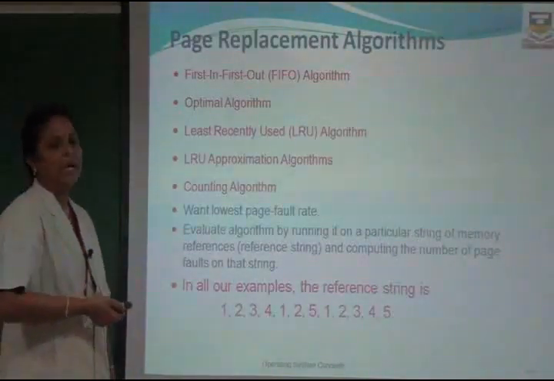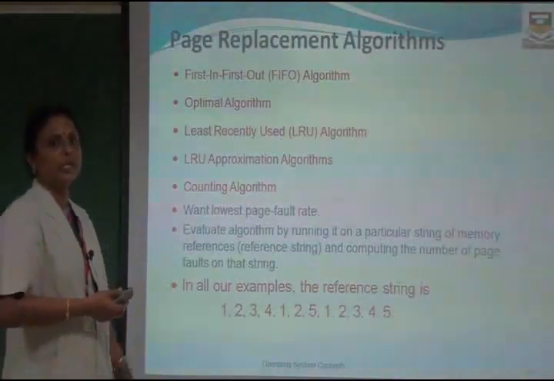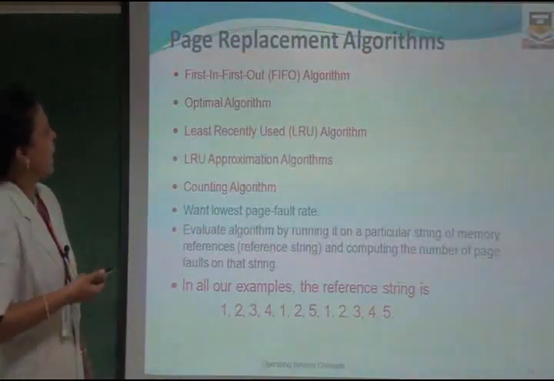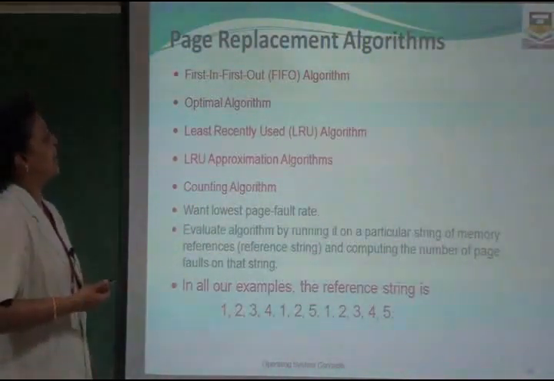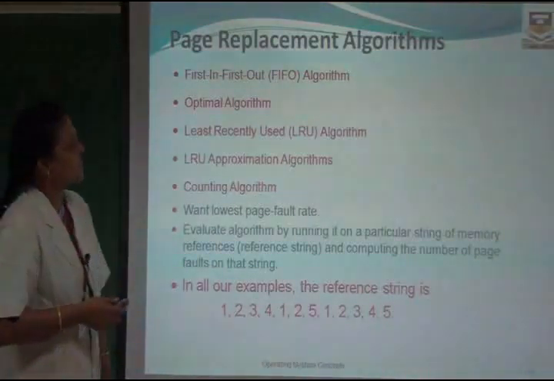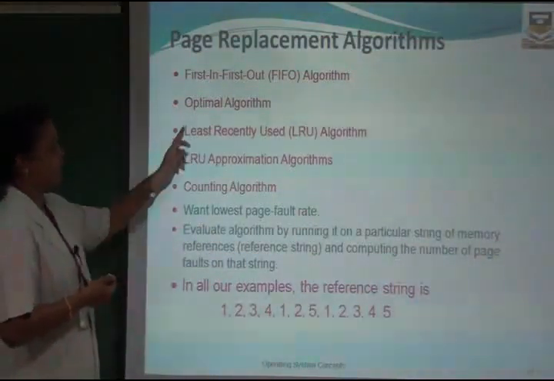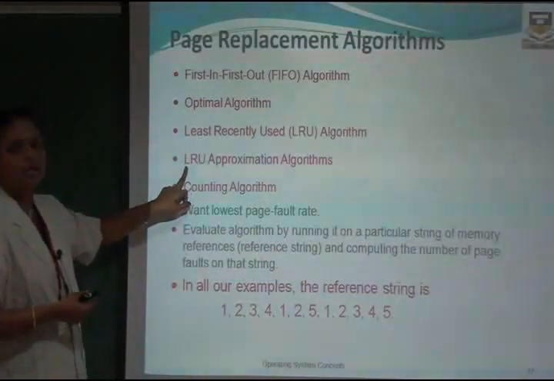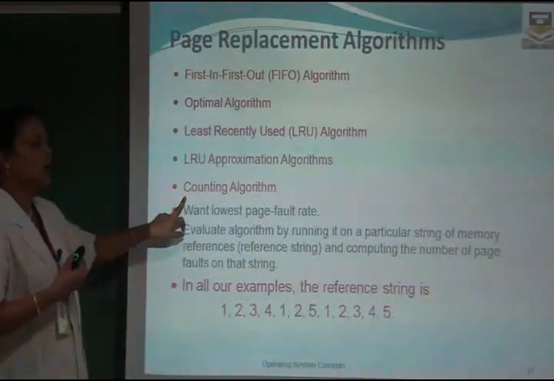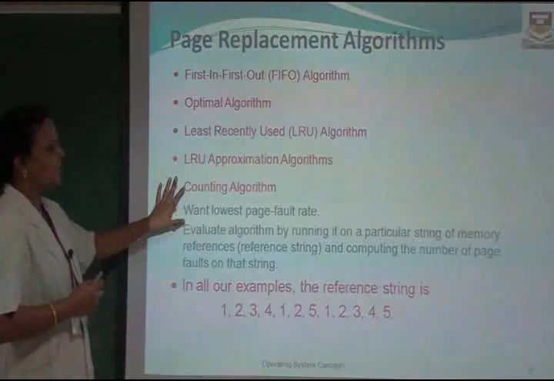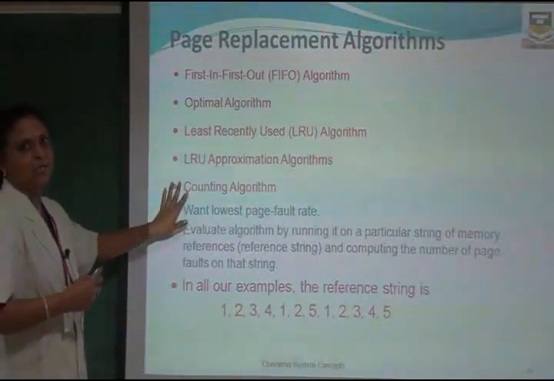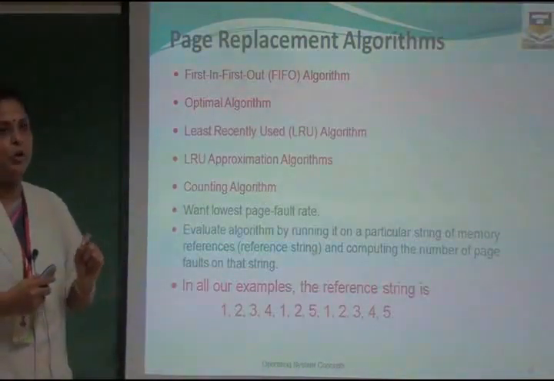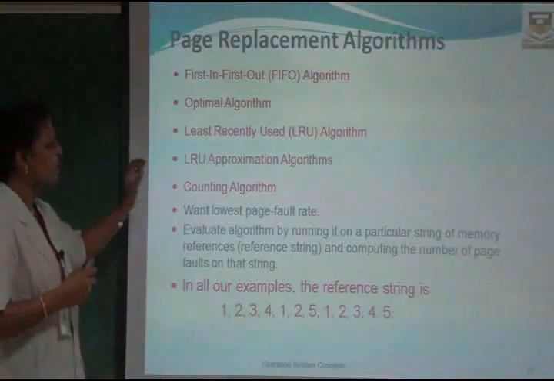So here that page replacement is performed by using different page replacement algorithms. So in demand paging, there are different page replacement algorithms. First one is first in first out, then optimal page replacement algorithm, then least recently used approximation algorithms, and then counting based algorithms. So these algorithms are used for page replacement, that is selecting a victim page, a page which is going to be replaced. So that is called victim page.